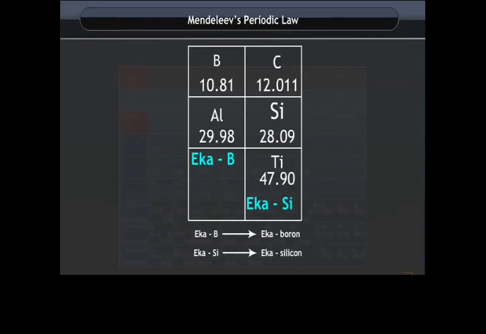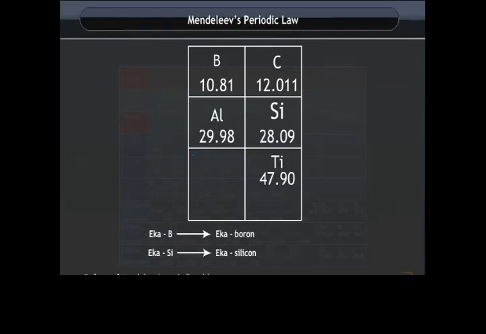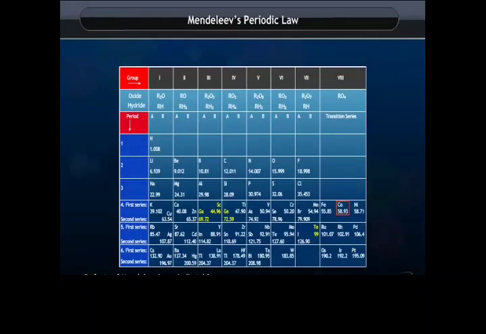Some elements are not arranged in the increasing order of their atomic masses. Cobalt is placed before nickel, and tellurium is placed before iodine. The position of hydrogen is not clear because it shows properties similar to metals as well as non-metals. The position of isotopes of elements is also not clear.